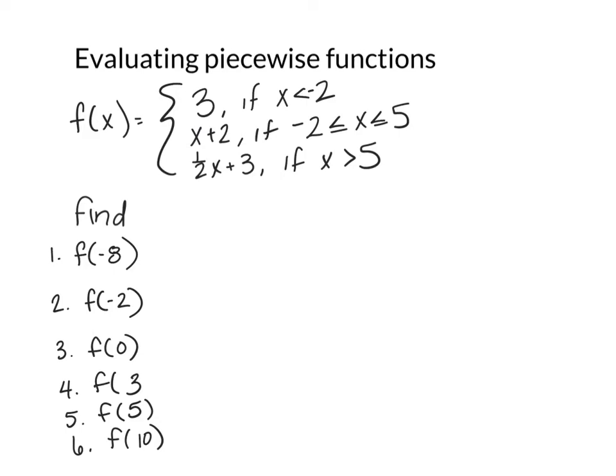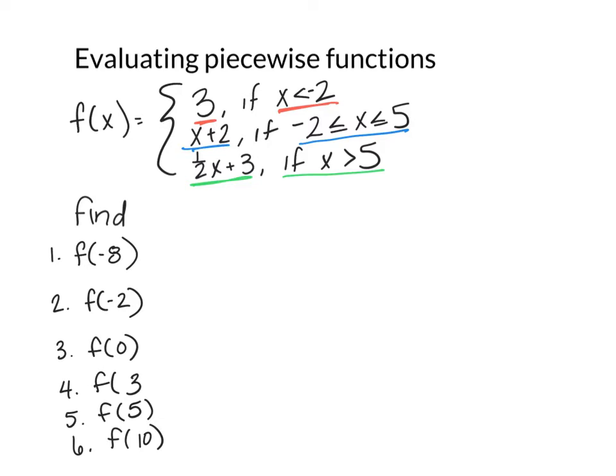Now I need you to have 3 colors for this. I'm going to color code these so we can reference which equation we're going to use. So I'm going to use red, blue, and green. When I do these problems, the first thing I like to do is go through my list of what it wants me to find and decide which equation it goes to. Each value is only going to get plugged into one of the 3 equations. It's never going to get plugged into all of them.